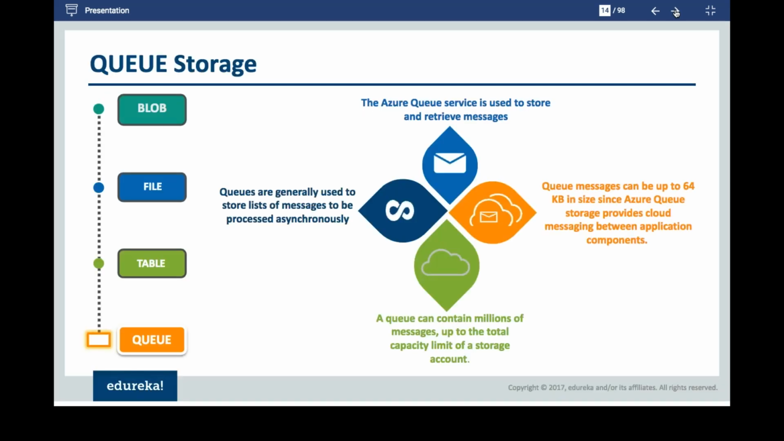Queue is used to store and retrieve your messages here. Any sort of asynchronous process, you can do by means of queue. This can support up to 64 KB in size, and it provides cloud messaging capability between your application components. This has a capacity limit, and that's based upon your storage account, what you own. So that's about queue. Any questions on these things?